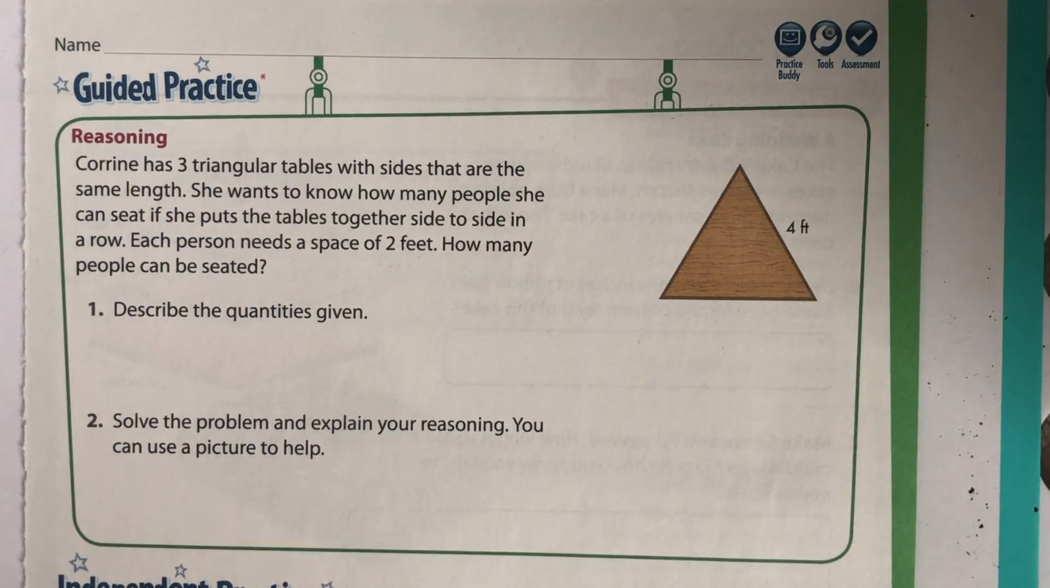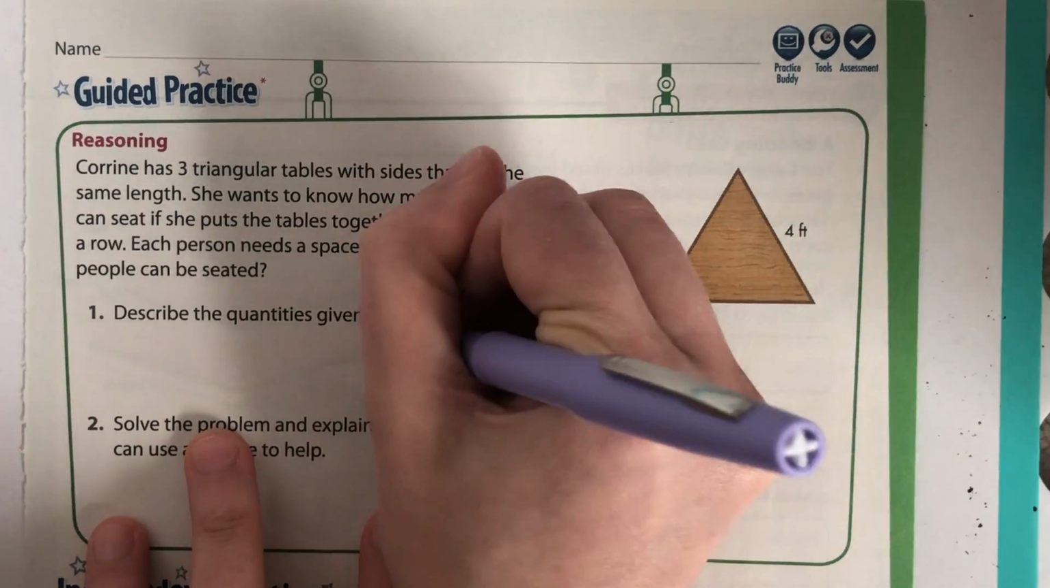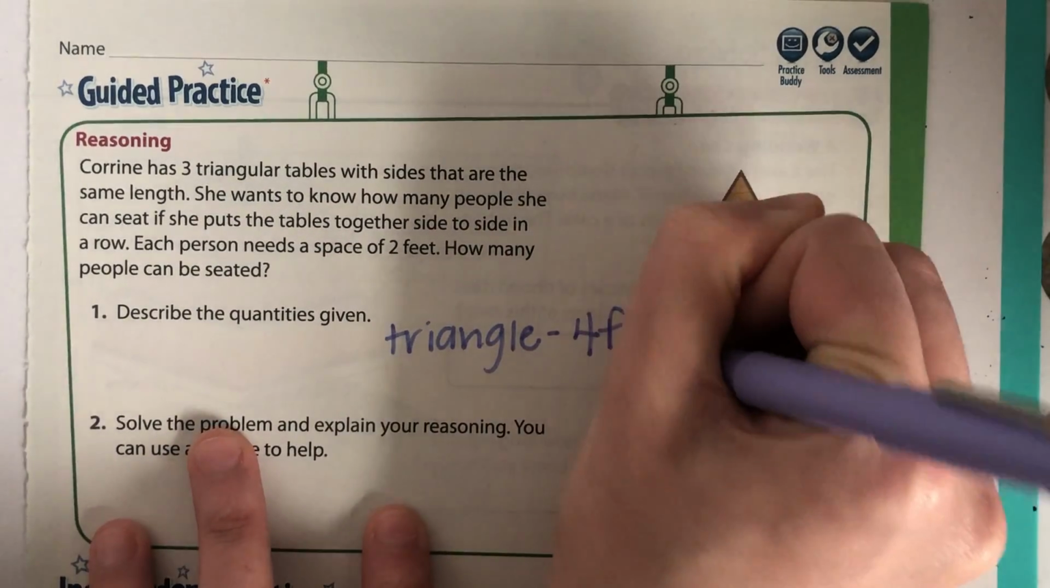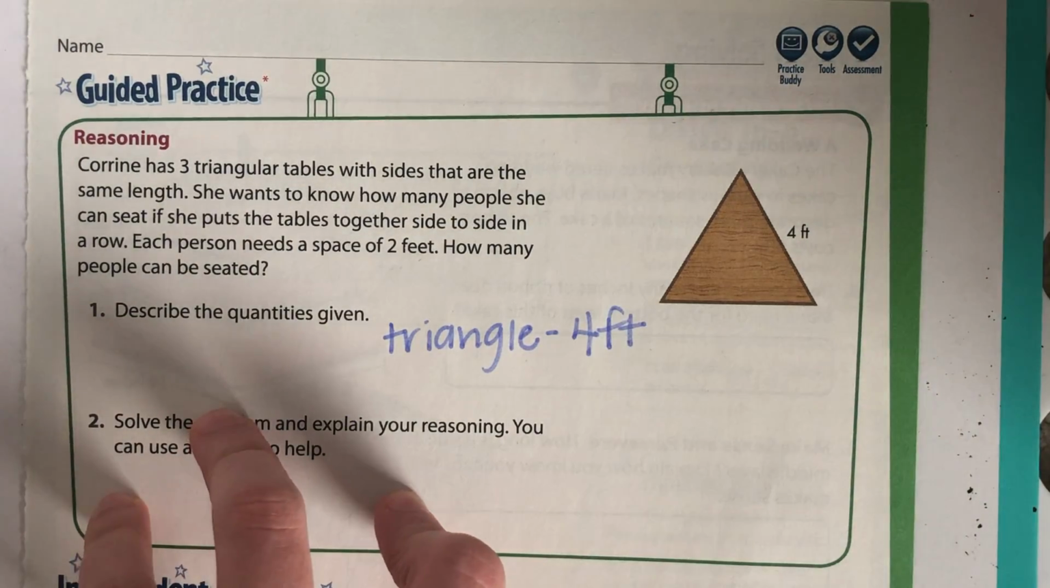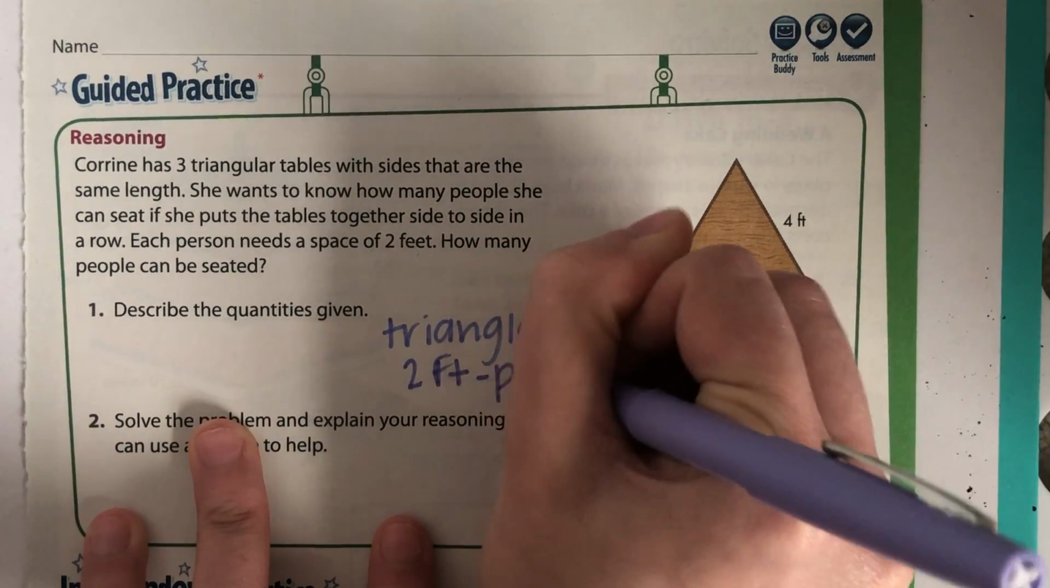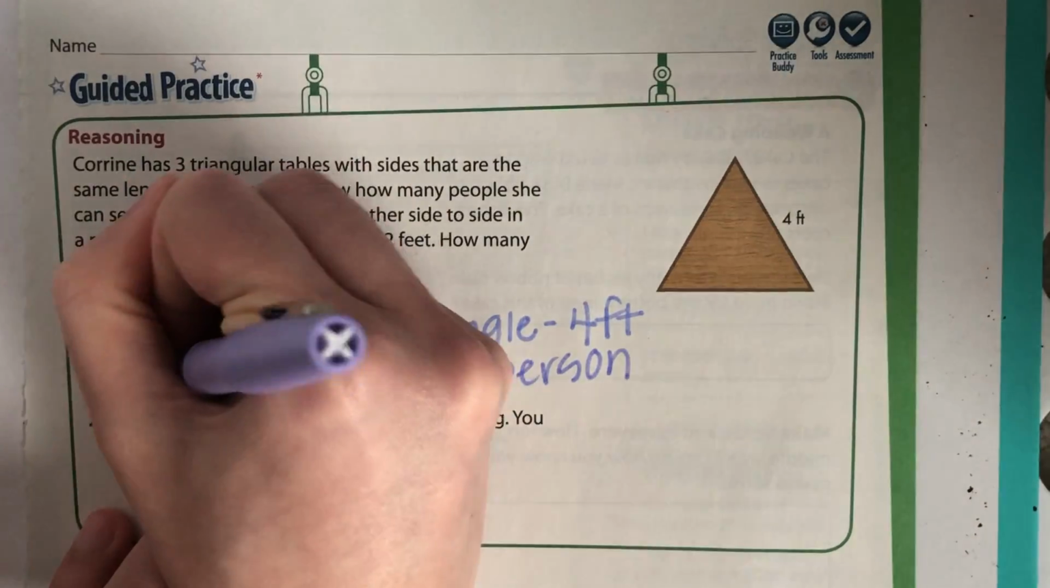Corinne has 3 rectangular tables with sides that are the same length. She wants to know how many people she can seat if she puts the tables together side to side in a row. Each person needs a space of 2 feet. How many people can be seated? Describe the quantities given. So each table is a triangle with a side of 4 feet. Each person needs 2 feet of space. And she needs 3 tables.